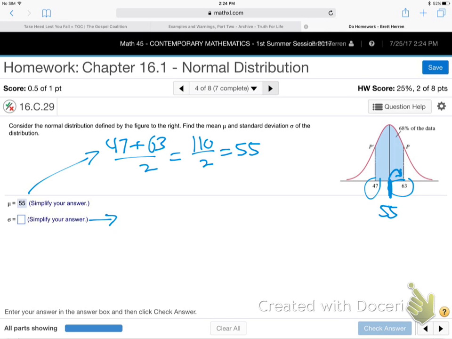So let's do that. It's 55 minus 47, or you could do 63 minus 55. Either way, you're going to get 8, and 8 is the answer. The gap from the middle, right or left, is 8. Does that make sense? It's 8 either way. 8 is the gap. It's the standard deviation. It's the average distance from the middle.